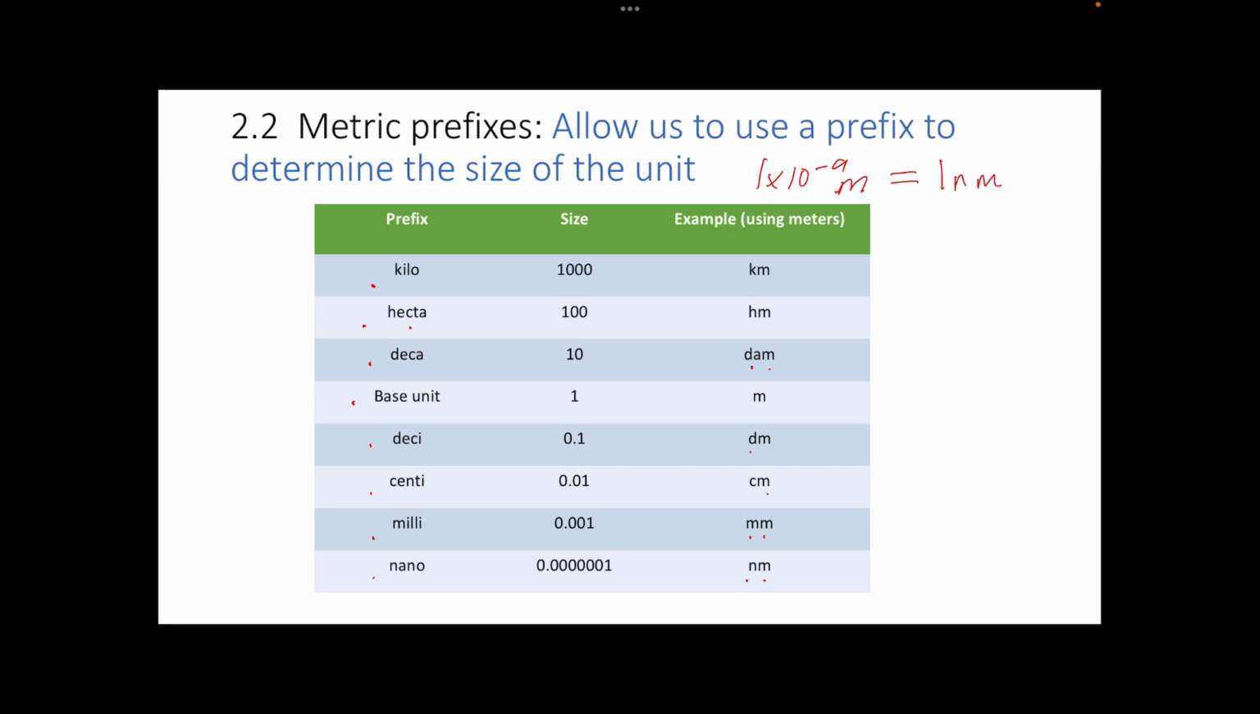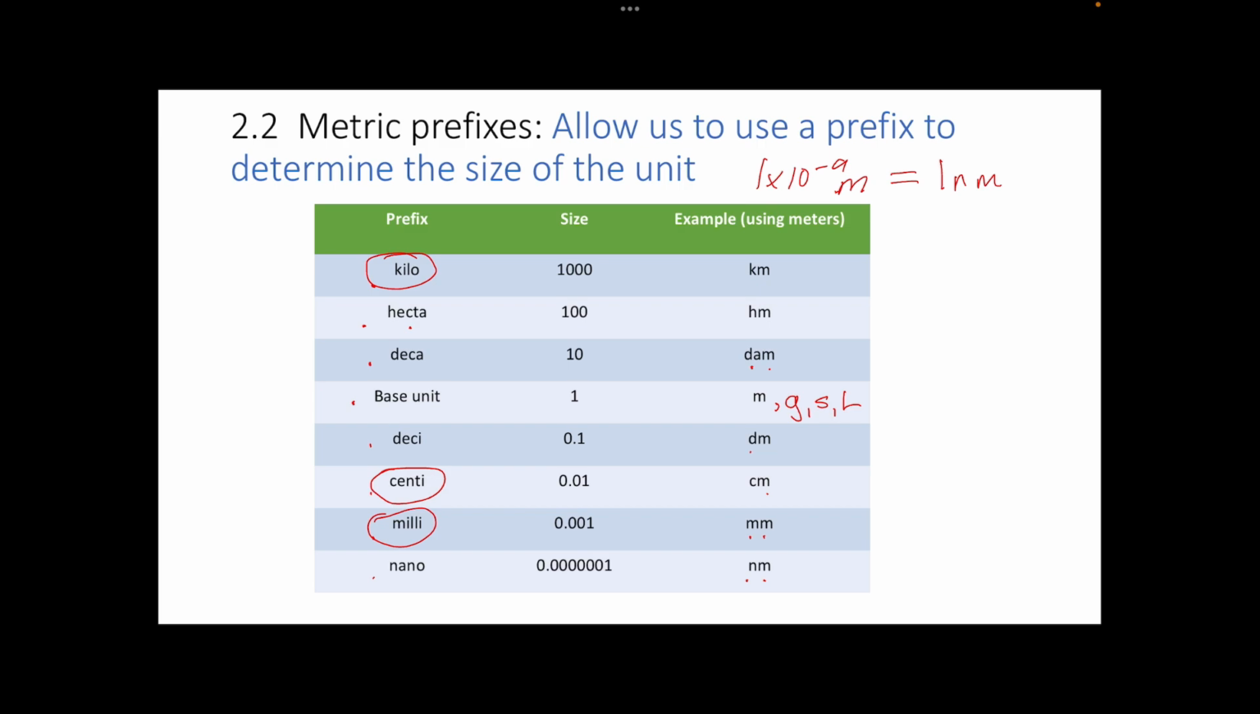All right, the ones we're going to be using most often are kilo, centi, and milli. Those are going to be the prefixes we use most often in chemistry. The base units, so here we have meter, these are going to be our SI units. We will also be using gram, second, and we'll be using liter quite commonly when we do labs here in chemistry. So here you can see the different sizes.